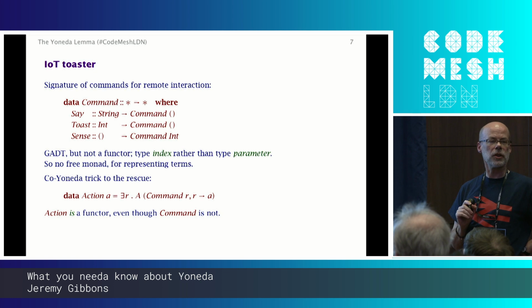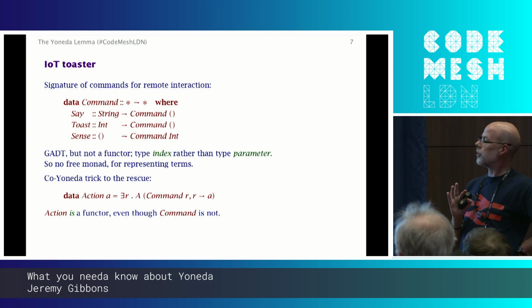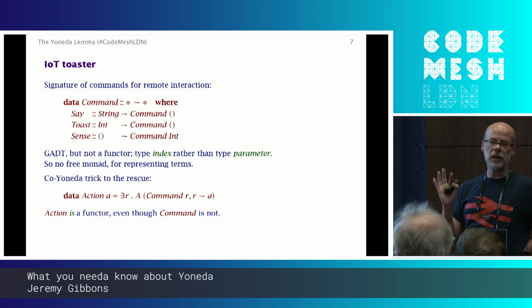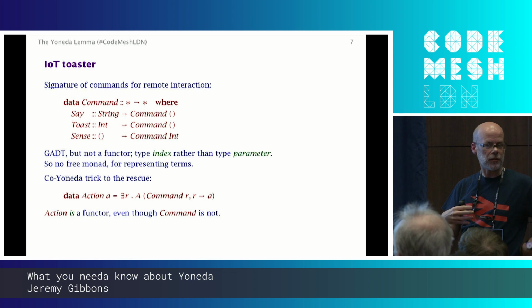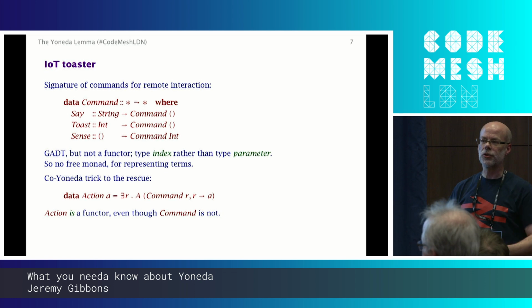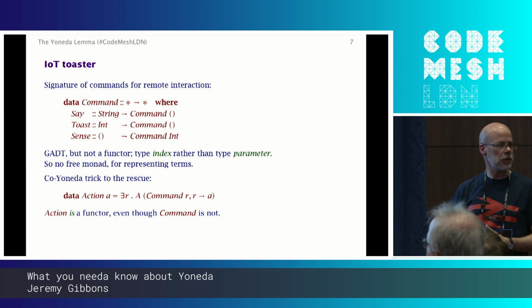So this is not a functor. Because if it were a functor, given a command ints and a way of turning ints into chars, you could make a command char. And there is no way of making a command char. And so because it's not a functor, you can't make a free monad out of it. So you can't write abstract syntax trees of programs using these things, which is what Andy wanted to do in the paper.